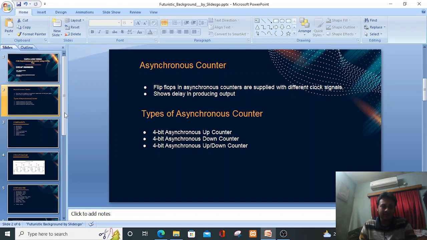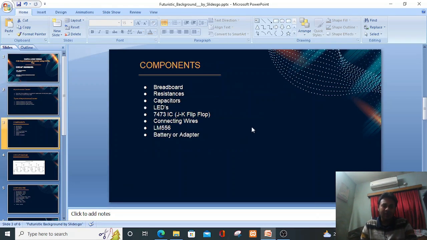So let's see the components. We have used a breadboard, a 270k resistance, also a 270 ohm resistance, then capacitors, a 100 microfarad capacitor, then some LEDs. After that 7473 IC, which is JK flip-flop. We have used 2 JK flip-flops, then some connecting wires, and then LM556 timer, and lastly a 9-volt battery or adapter.